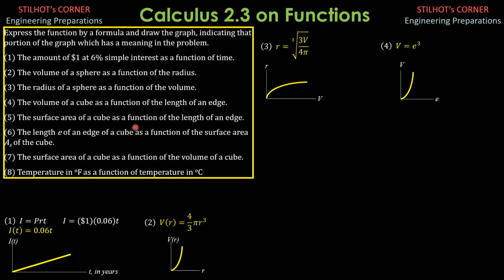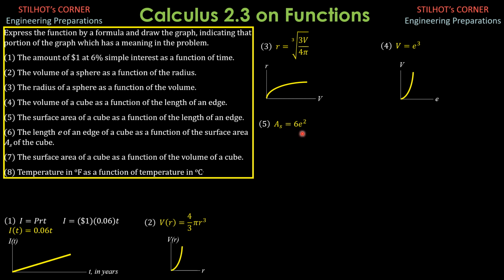Fifth, the surface area of a cube as a function of the length of an edge. A cube has 6 faces, and each face is a square. The area of a square is edge square. And since there are 6 faces, the surface area S is 6 times E square, and the graph opens up like that.